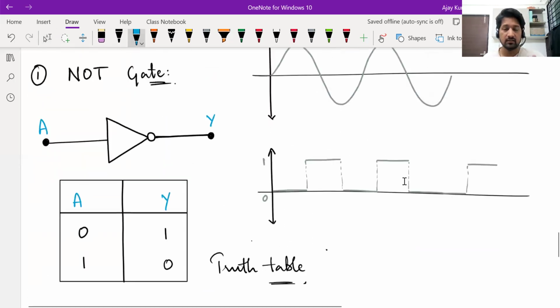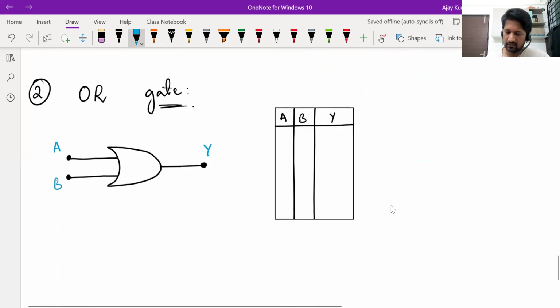In the NOT gate, the output is the opposite of the input, right? Negation of the input. So we write Y is equal to A bar. Bar indicates negation. So Y is the opposite of A. Now in an OR gate, either A or B or both have to be high, then the output will be high. In case both are zeros, the output will be 0.